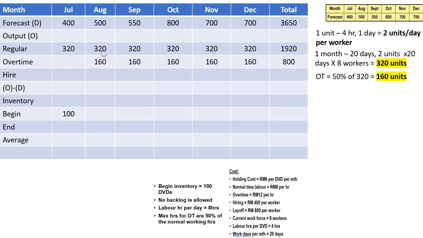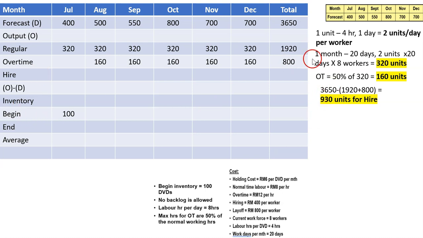Okay, do we need to do overtime? Yes, because we are short here. So we have 160, so we have to push all the 160 starting from August, because starting from August we need to do extra. So 160 we put all the way until December. So we add up 800. So we want to know how many units are left for hiring.